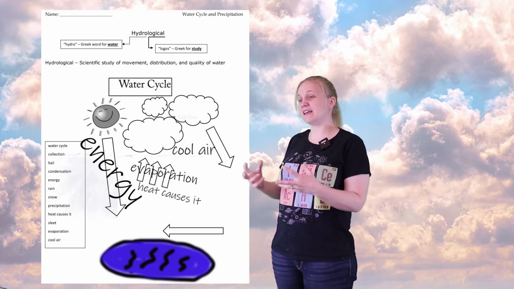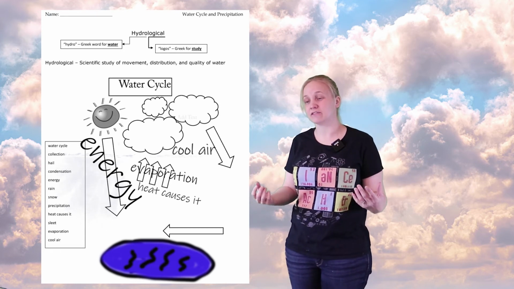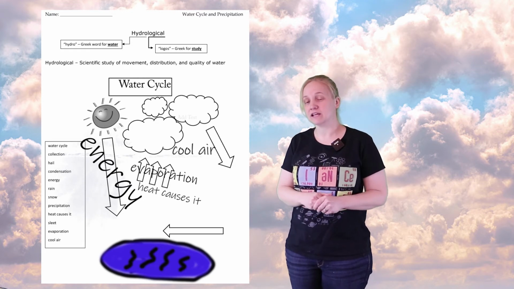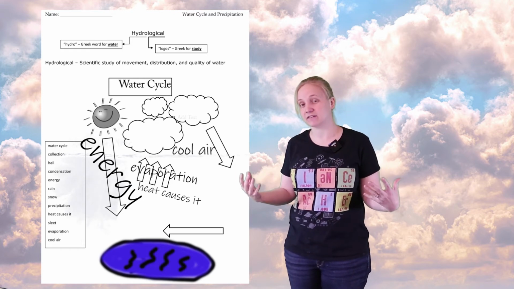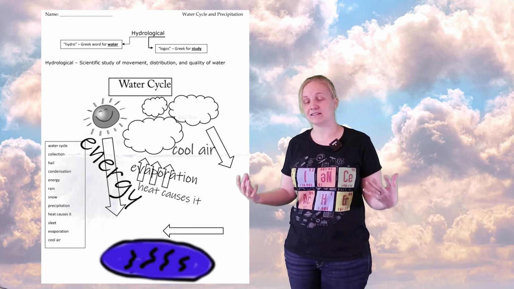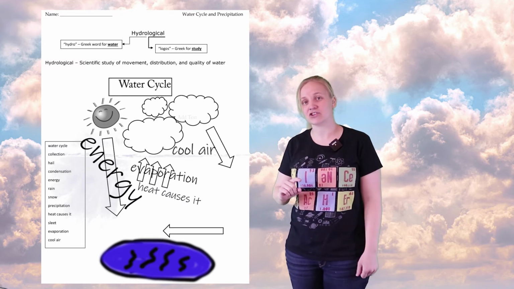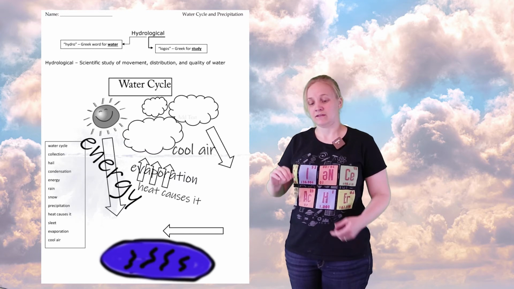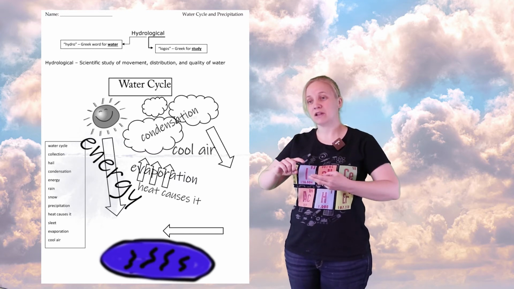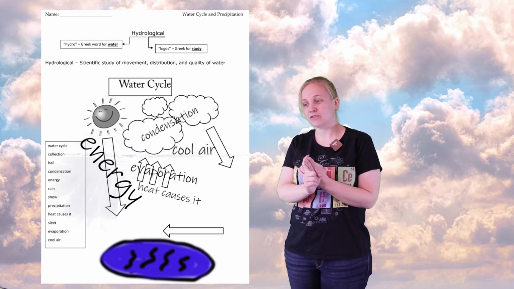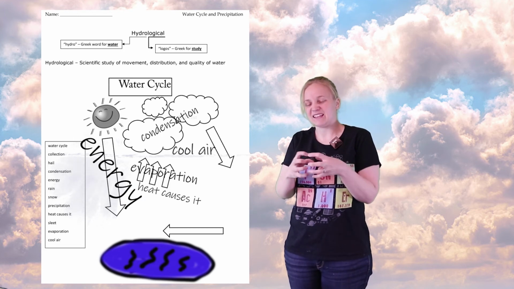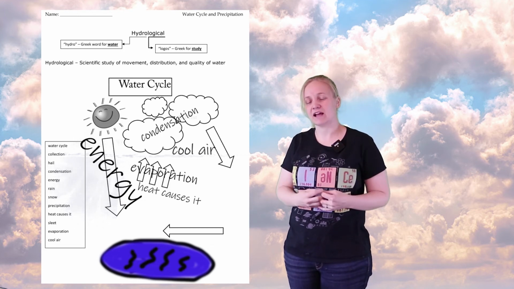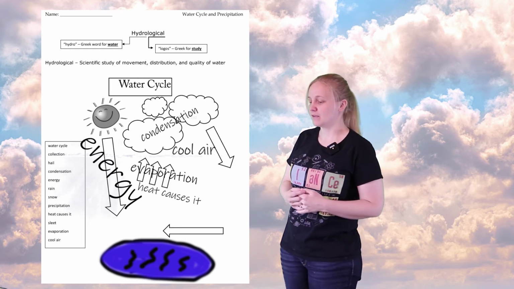The cool air cannot hold on to the water vapor, and so they go back to their liquid form and they condense on dust particles in the air. That's condensation. You can write condensation in one of those clouds. The cool air plus the warm water molecules rising, attaching to dust in the air forms clouds, condensation.